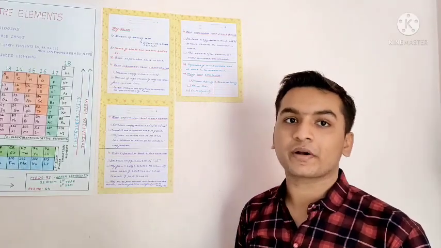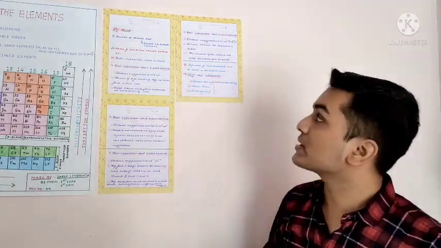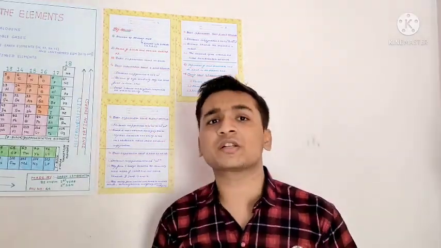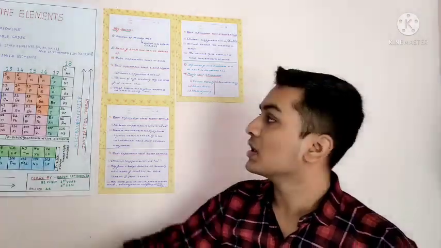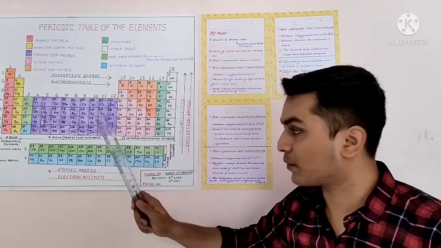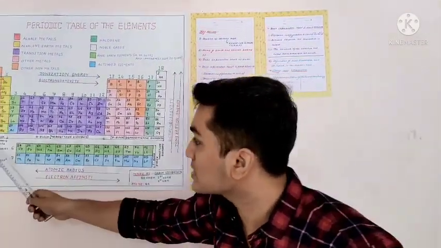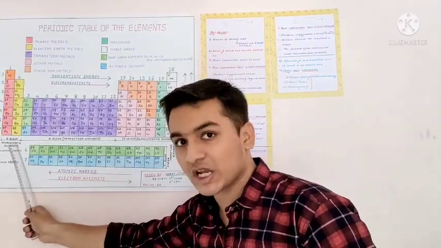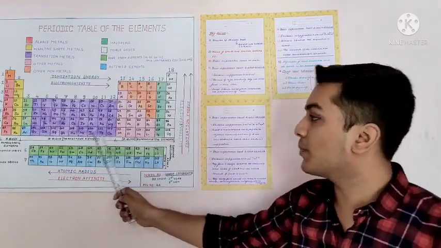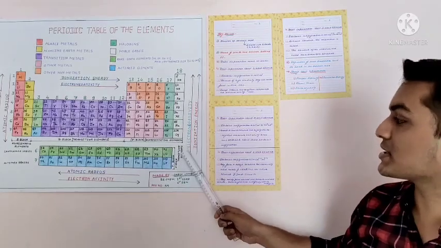Now coming to the second part of the video, that is the main key points. The first point is the division of the periodic table. Friends, the periodic table is divided into 4 parts: S block, P block, D block and F block. Names are also given to these blocks. The S block is named representative elements. The P block is also named representative elements. The D block is known as transition elements and the F block is known as inner transition elements.